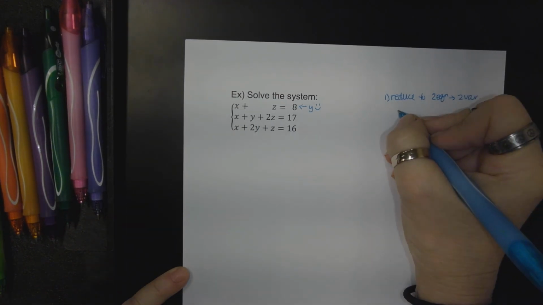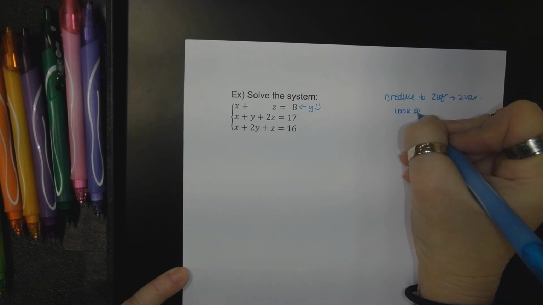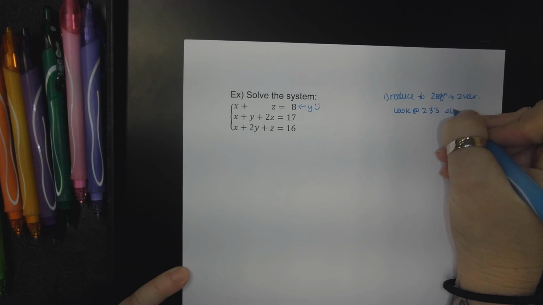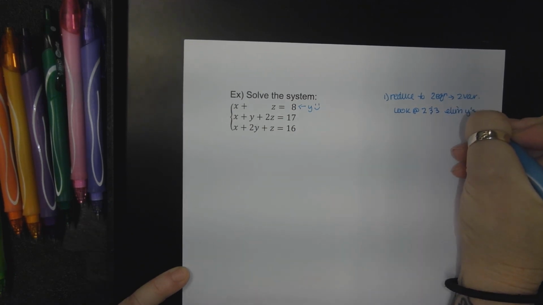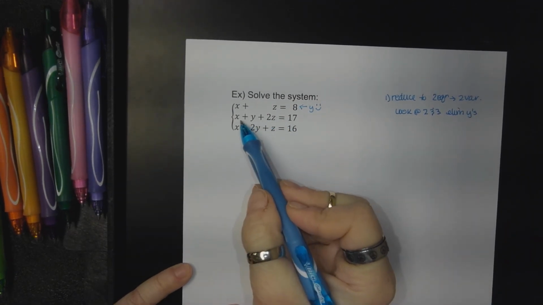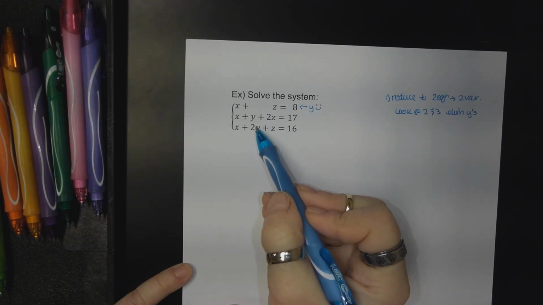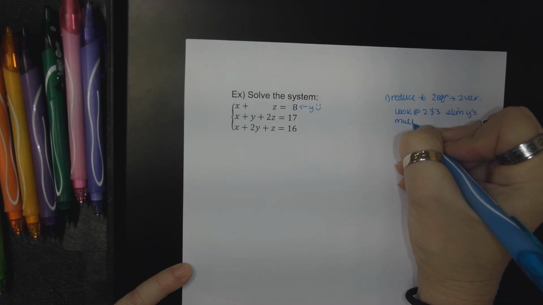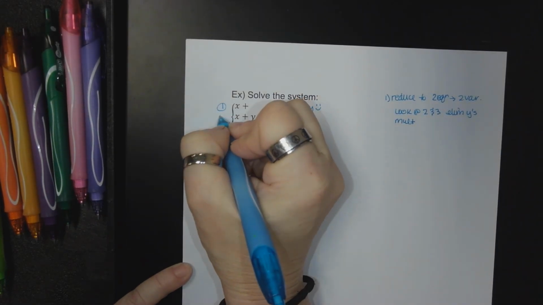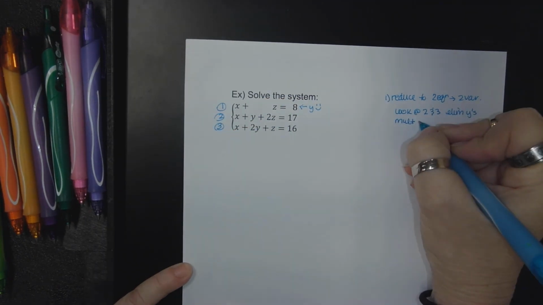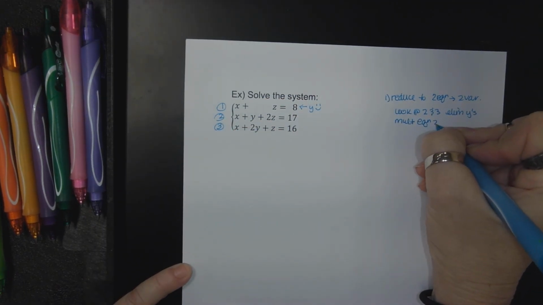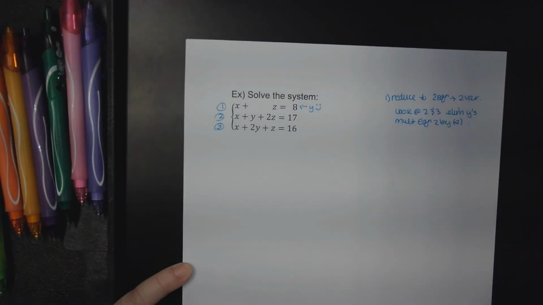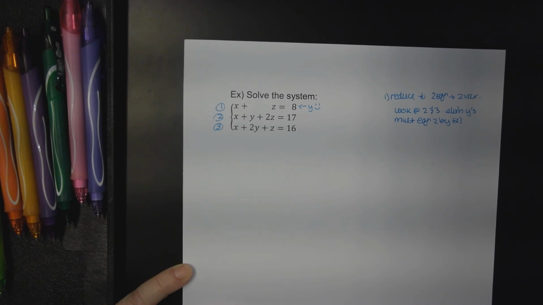So now we're going to look at 2 and 3, and we're going to eliminate our y's. So since this has a 2y, we know we're going to have to multiply him by a -2. So we're going to multiply, this is 1, 2, and 3. So we're going to multiply equation 2 by -2. Sorry, I said -2 and wrote 2.